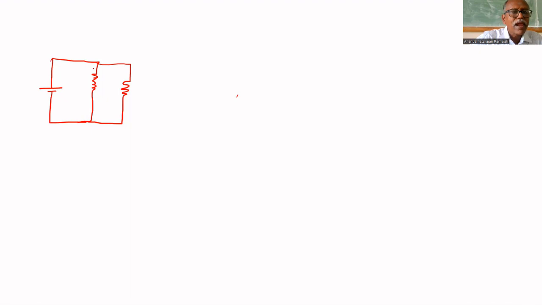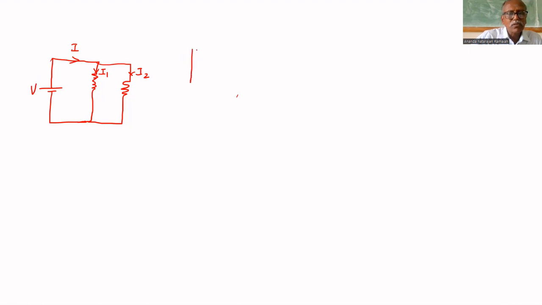Suppose I'm having a circuit like this. What is the nature of the circuit? Parallel. Two resistances are in parallel. That's why current through this is I1 and current through this is I2. Let us assume that total current is I. The potential applied is V.